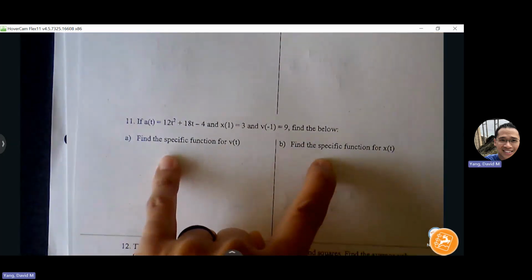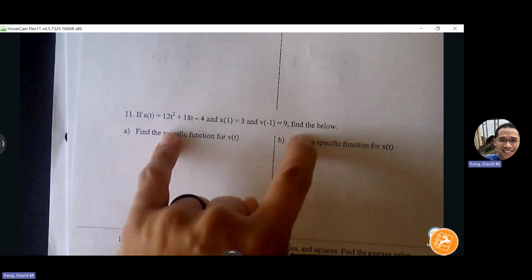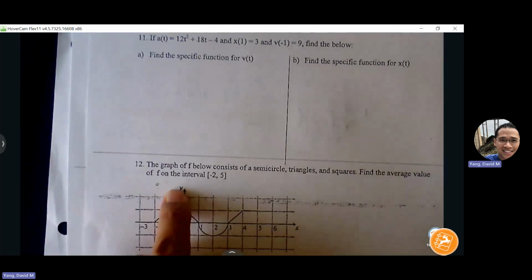This one is particle motion, but really you're just taking the second derivative to the first derivative. A plus c shows up, you solve for c, you plug in. So we'll go through this together. And this one is average value. So this is the average value theorem. We'll go through this as well.